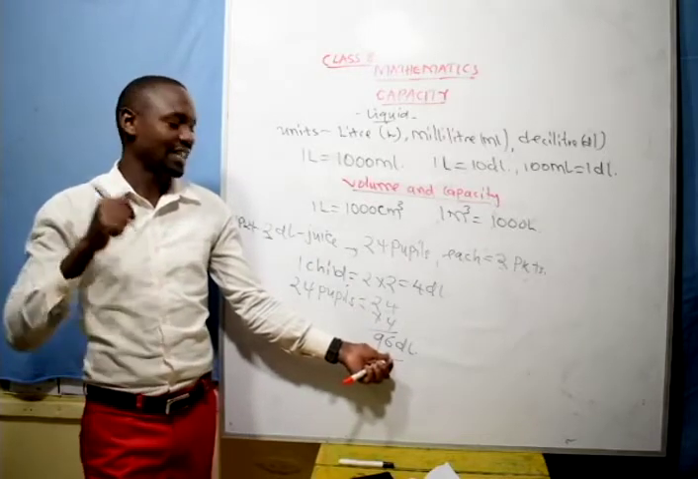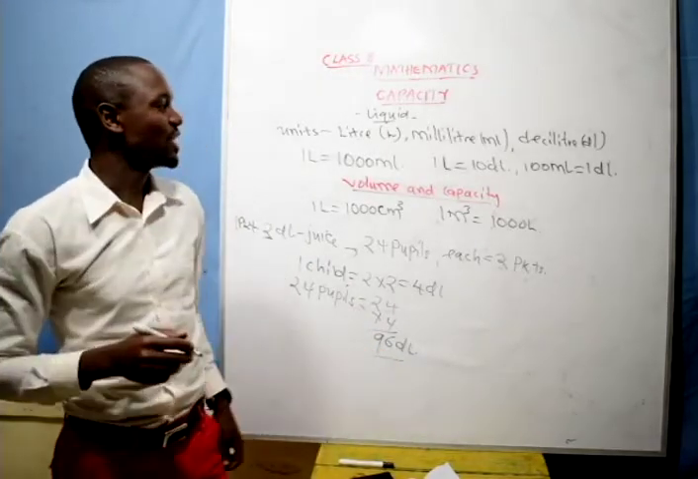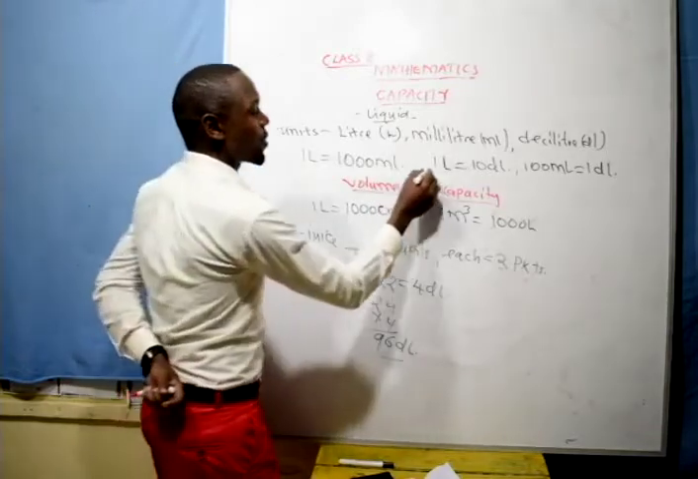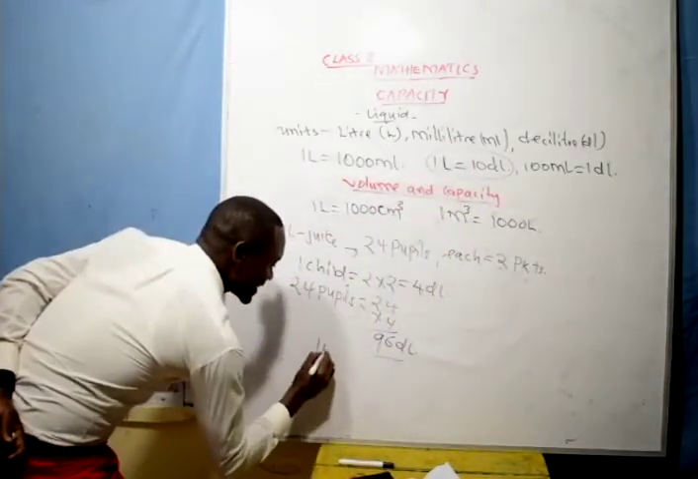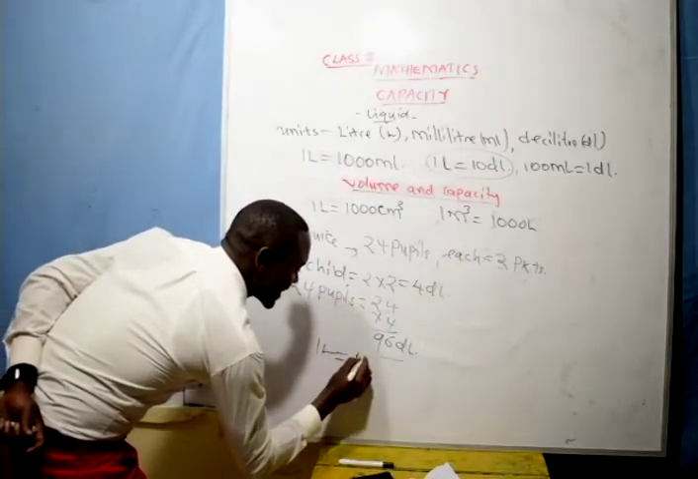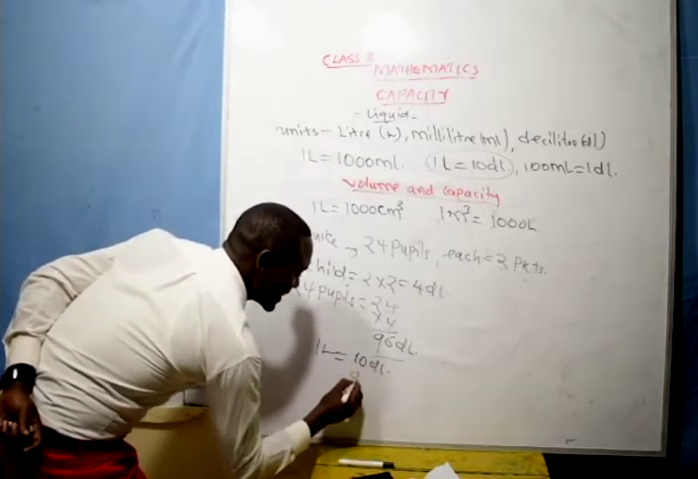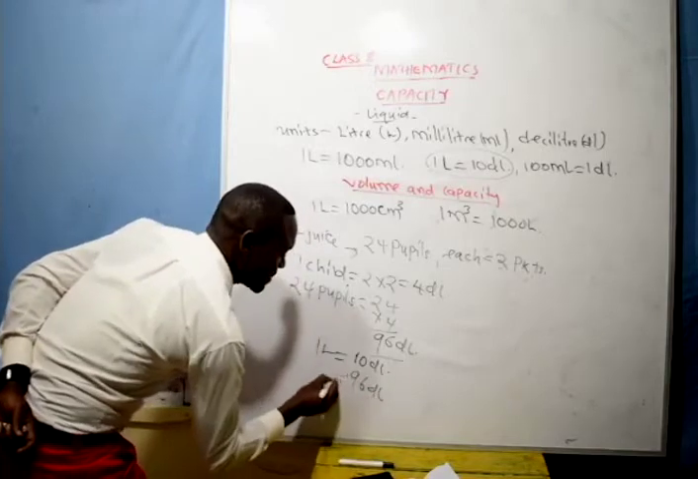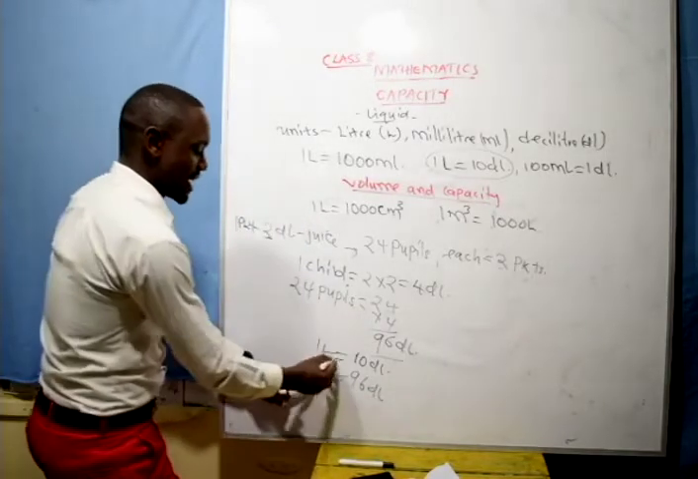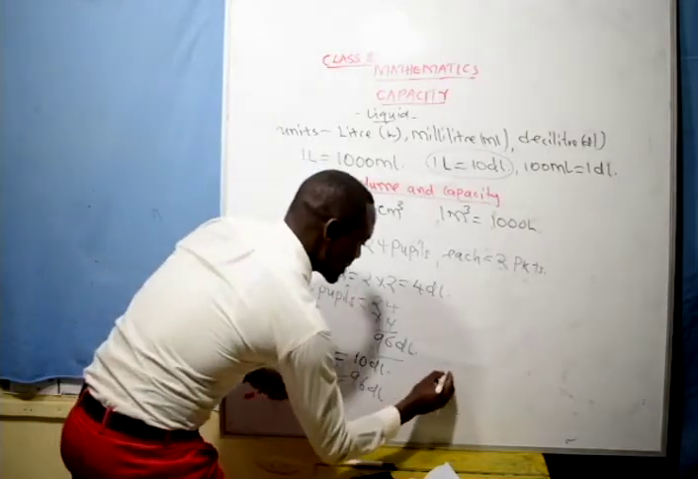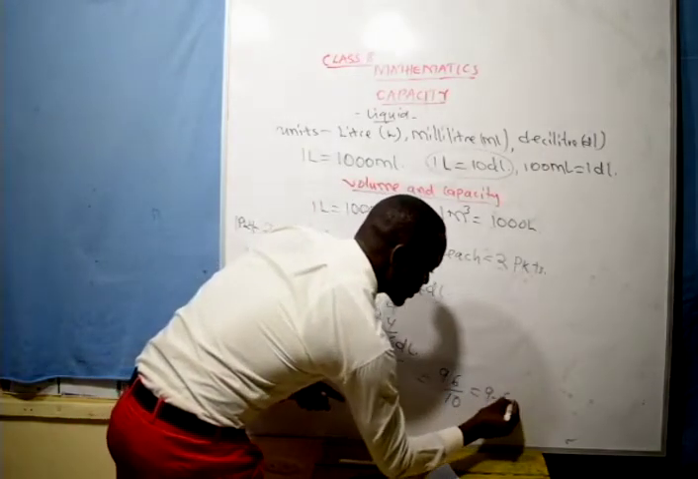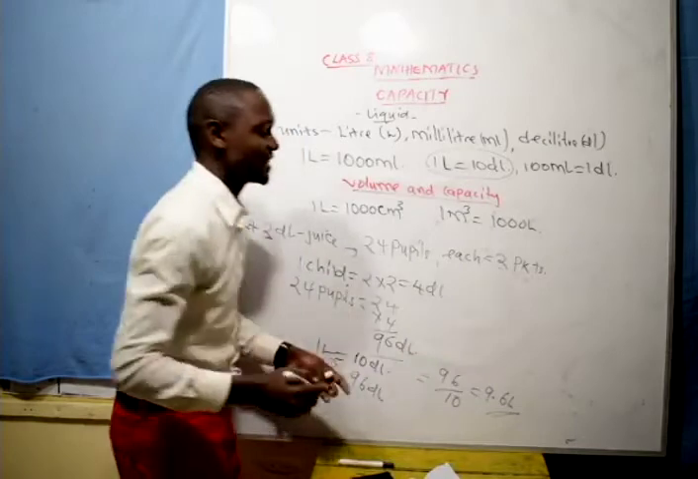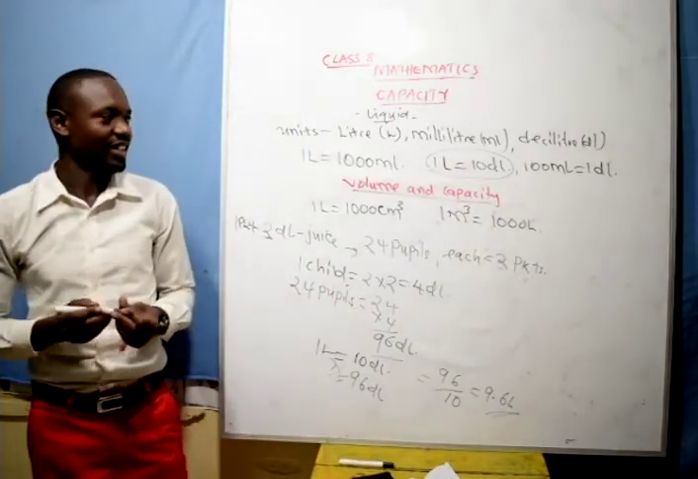The question is asking, how many liters did the pupils consume? Remember, 1 liter is equal to 10 deciliters. So 96 deciliters is the same as how many liters? We divide 96 by 10, which is 9.6 liters. So that is how you do that question.